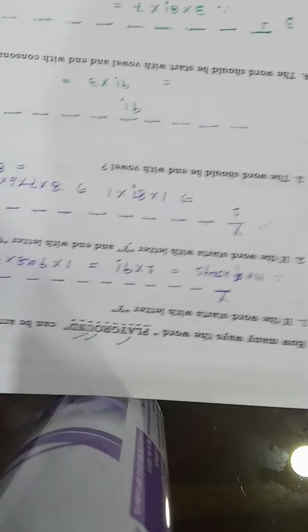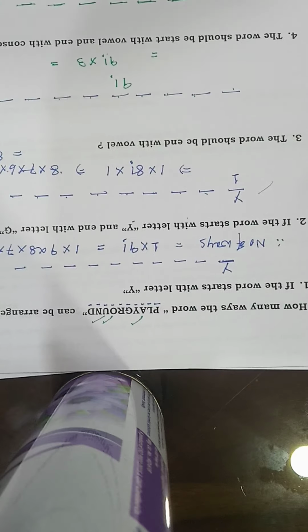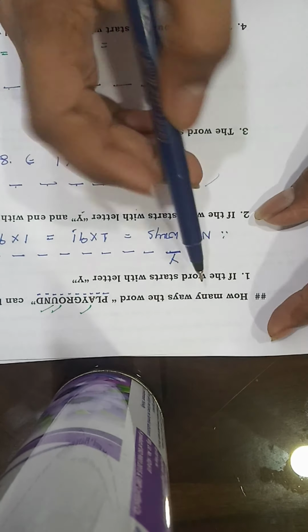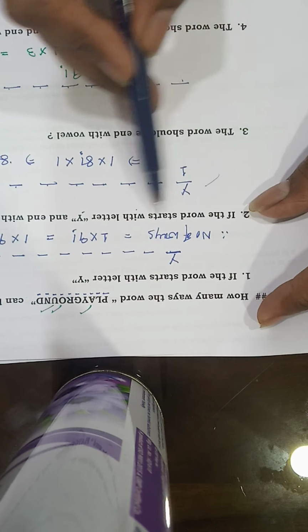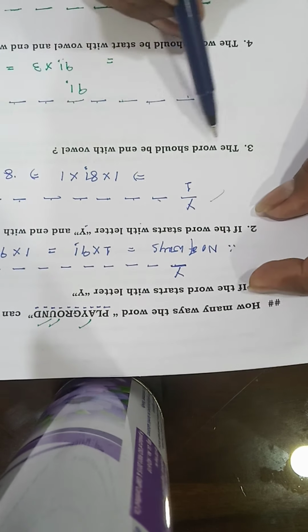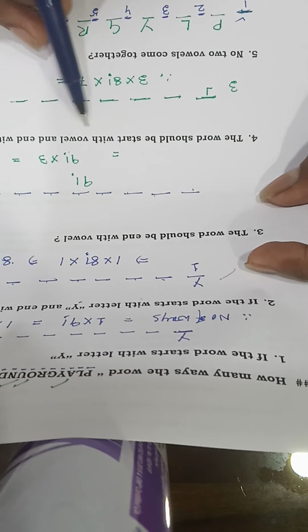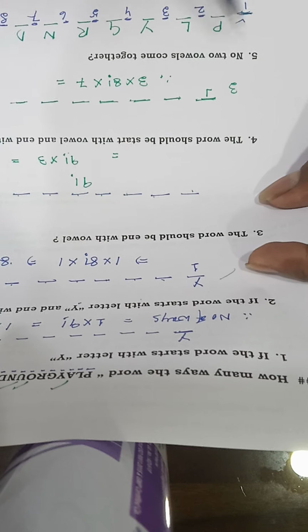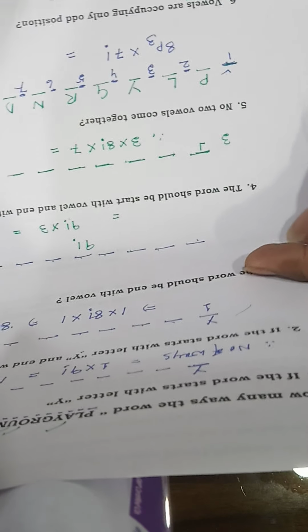So it's a very simple manner and it's a very important sum, and there are 6 points in that particular question that you can do. If the word starts with the letter Y; if the word starts with the letter Y but ends with the letter G; the word should end with a vowel; the word should start with a vowel and end with a consonant; no two vowels come together; vowels occupy the odd positions.